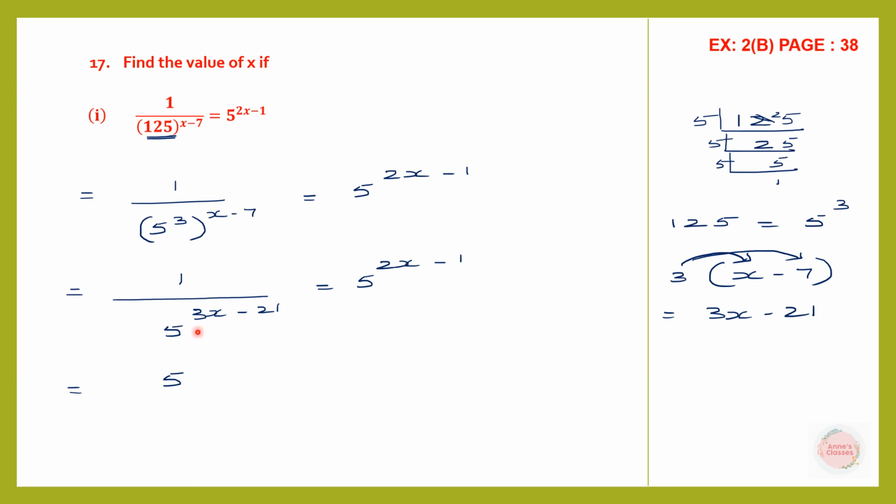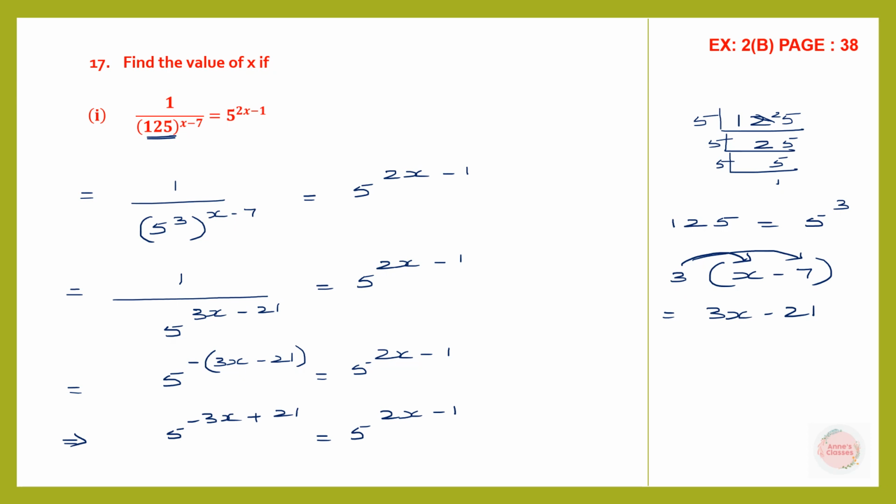Now look at this power 3x minus 21. I'm going to take it also up. So let me write it as 3x minus 21. But since I've written the reciprocal, this sign will change to minus. And this is equal to 5 raised to the power of 2x minus 1. No change in this. So now let's open the brackets here. Minus into plus is minus, so that is minus 3x. And then we have minus into minus, which is plus 21. So this is equal to 5 raised to the power of 2x minus 1.